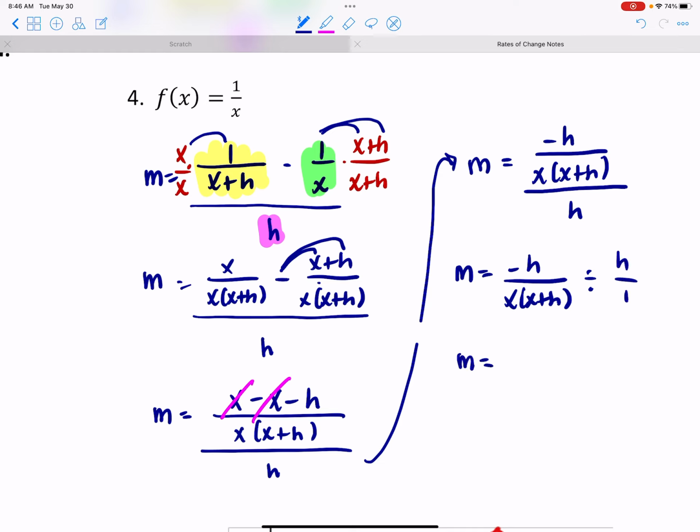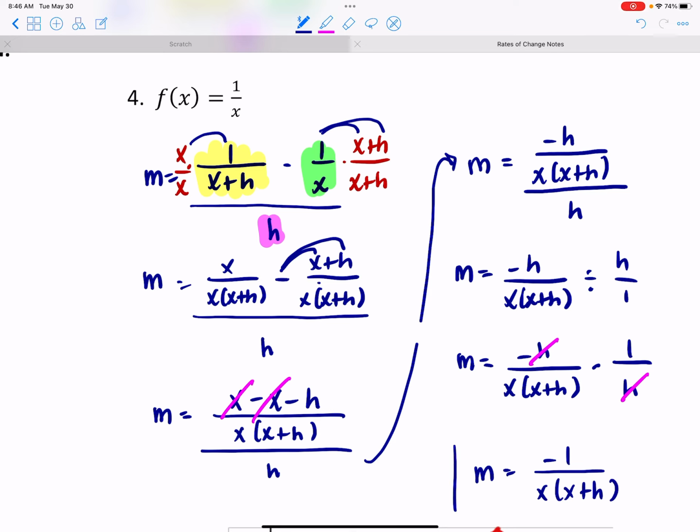So really, I want my negative h and x plus h to be multiplied by 1 over h, in which case we can reduce out that common factor of h. So what we're left with is our difference quotient. The simplified form becomes, there's still a negative here, so let's not lose that, a negative times 1 in the numerator, which becomes a negative 1, and then over x times x plus h.